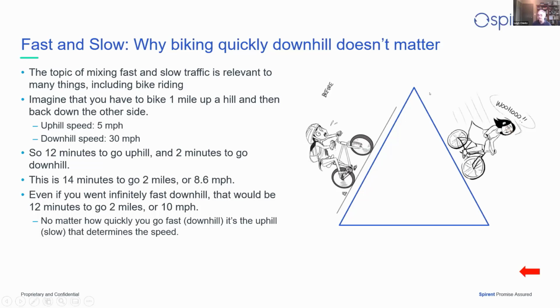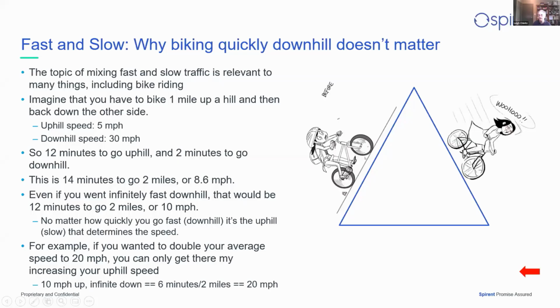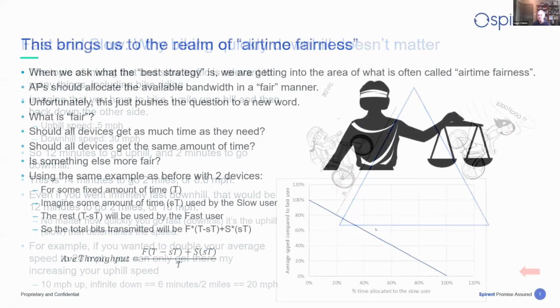The downhill parts, even if you can bike infinitely fast downhill, don't really matter as much as all of the time that it takes you to bike uphill. So if you want to increase your biking speed, the important thing is to make sure that you can increase your uphill speed, or the slow part, or of course only bike downhill, actually my preferred solution.